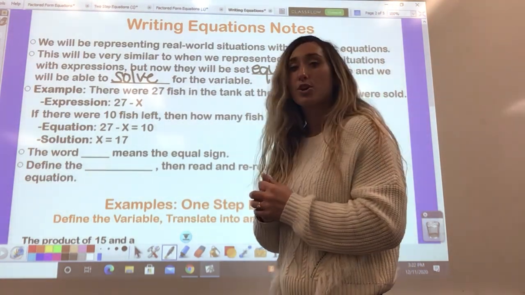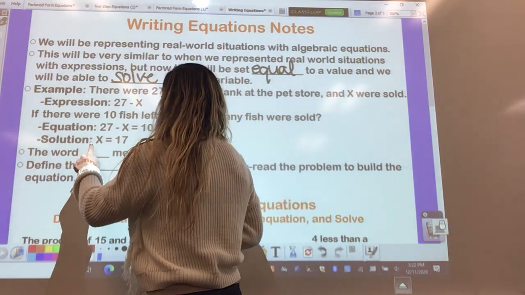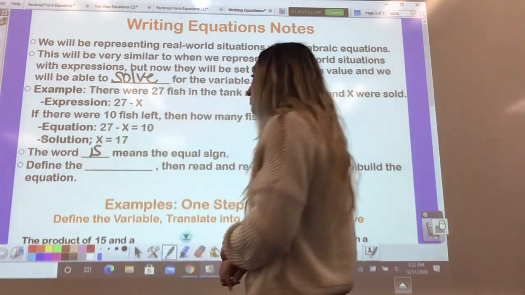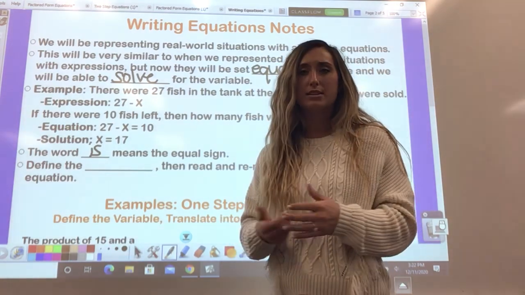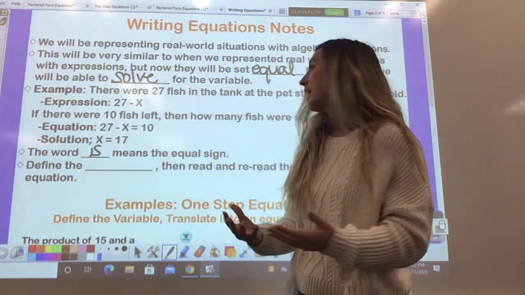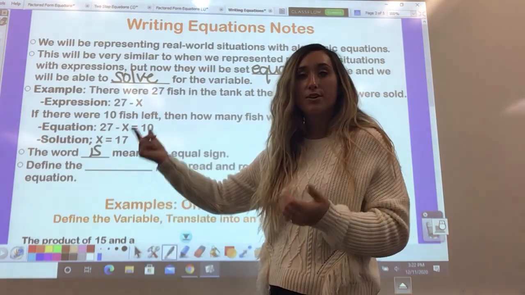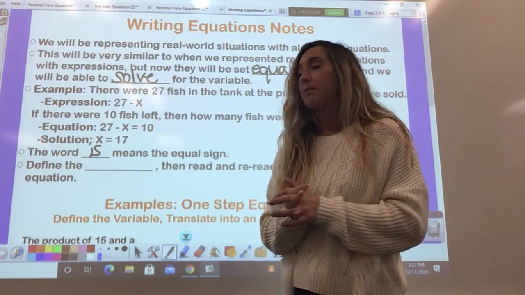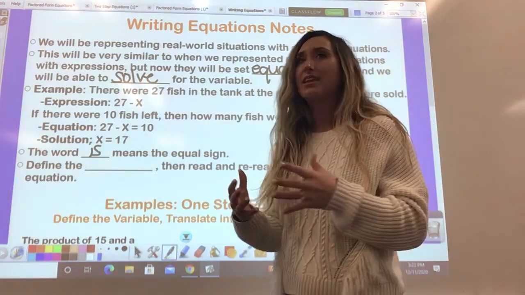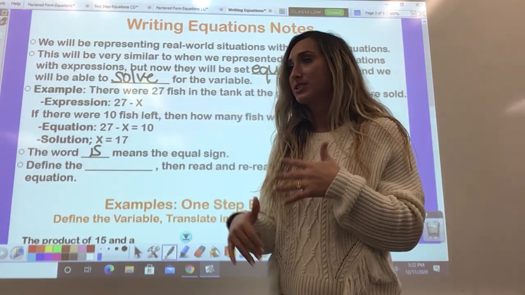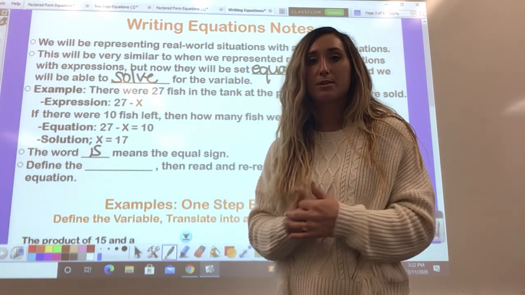Another thing, the word is means the equal sign. If you see the word is, that means equals. Look out for other words that would mean equals, like altogether or the amount left over. Things like that are going to mean the equal sign. And then also, really, there's not a method to this madness. You just kind of have to read and reread the problem.